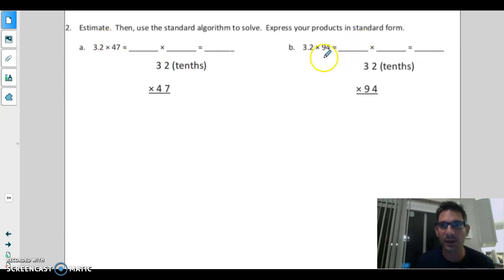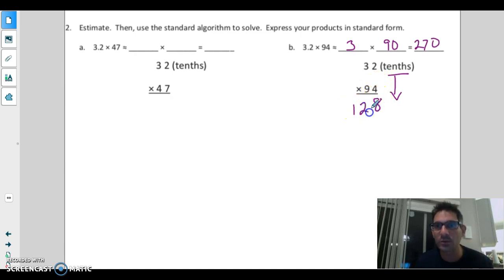Let's try B here. 3.2, I'm going to round to 3, times 94, I'm going to round to 90, and that's going to give me 270. So now we're dealing with tenths. So I'm going to bring the tenths down, and I'm going to multiply 32 times 94. Same thing. I mean, guys, this is 2 by 2. We were just doing 4 by 3, so this is like, whoa, party time.